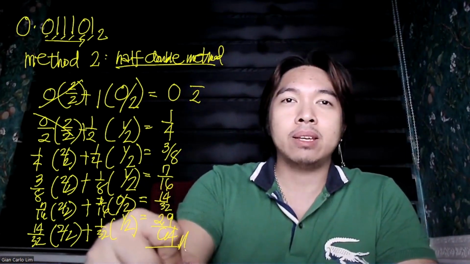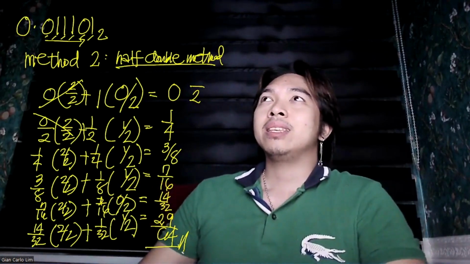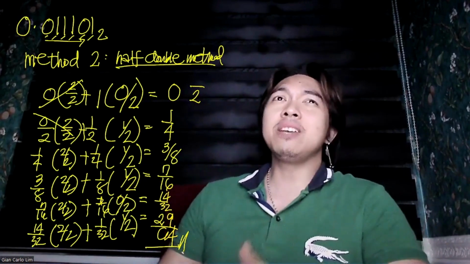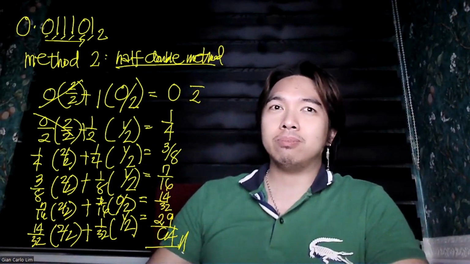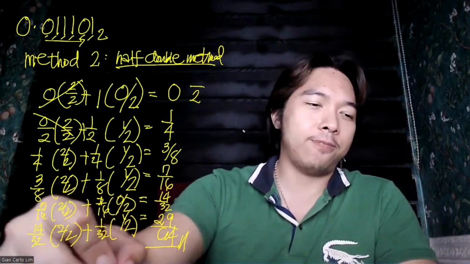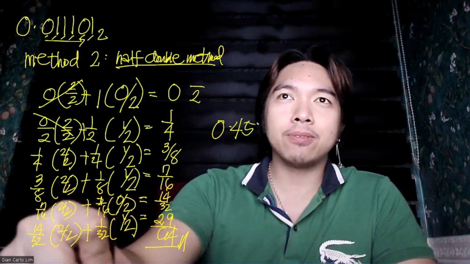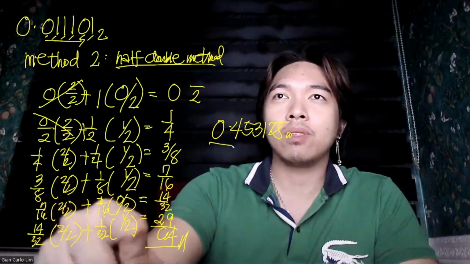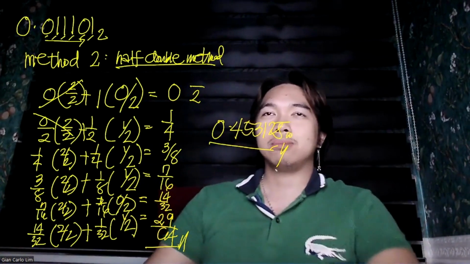29/64. Same answer, but a more easy approach. So easier approach, but different approach. So kung saan kayo mas nadalian, so kayo ang bahala. And we know that 29/64 is equal to 0.453125 base 10. Which is our answer for this particular example.